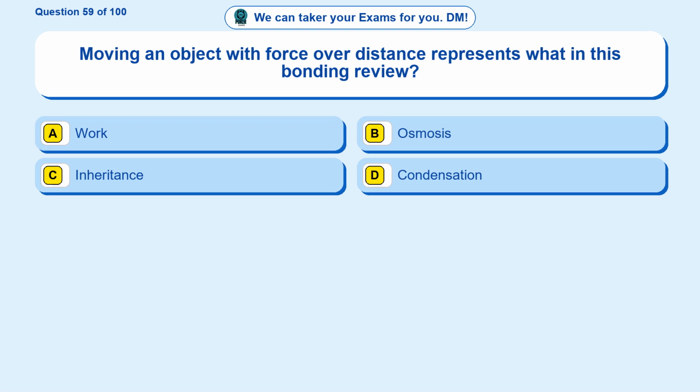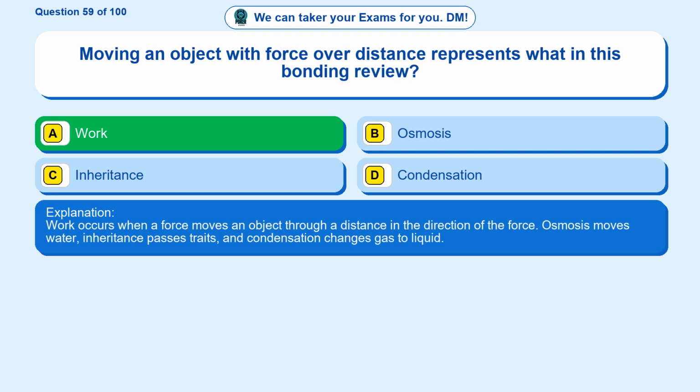Question 59. Moving an object with force over distance represents what in this bonding review? Option A, work. Option B, osmosis. Option C, inheritance. Option D, condensation. The correct answer is option A. Work. Work occurs when a force moves an object through a distance in the direction of the force. Osmosis moves water, inheritance passes traits, and condensation changes gas to liquid.